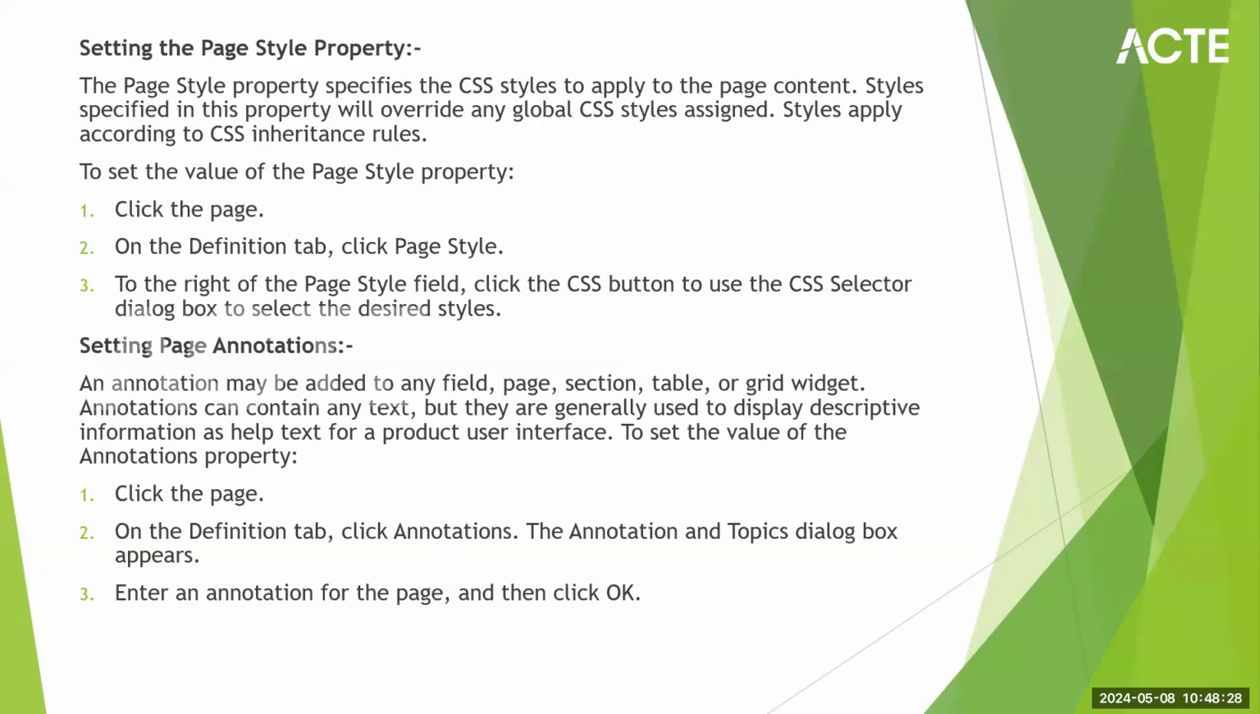Setting the page style property. Page style means the outlook you want, like look and feel, like style or caption, bold, italic, or how much length, how much width, color. You can set all those properties in this step. Click on the page, on the definition tab, click page style. To the right of that page style, you can map the correct respondent CSS selector. By using the CSS button, you can select the particular style you want.